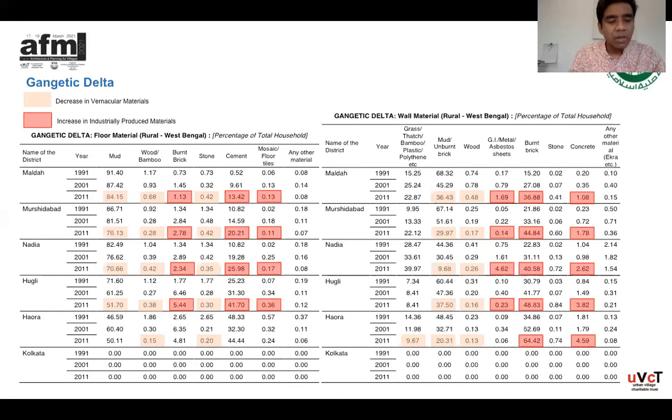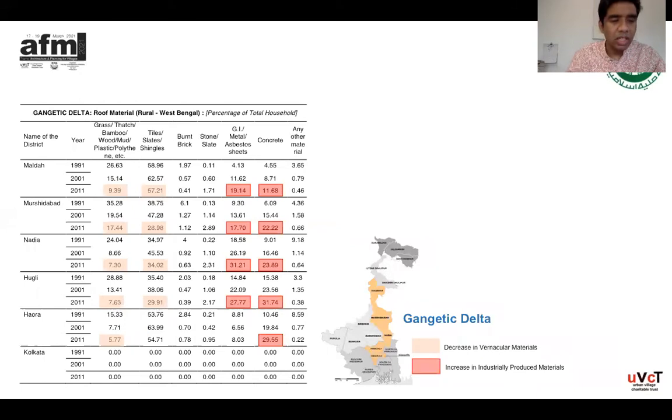Mud and unburnt bricks are the predominant building material used for wall construction in the region. The next predominant walling material in the region is burnt brick, which has witnessed a major increase in its use in the decade ending 2011. The use of mud and unburnt bricks is on a decline. Grass, thatch, bamboo, plastic, and polythene sheets are the next important material used in the region, predominantly in Nadia.